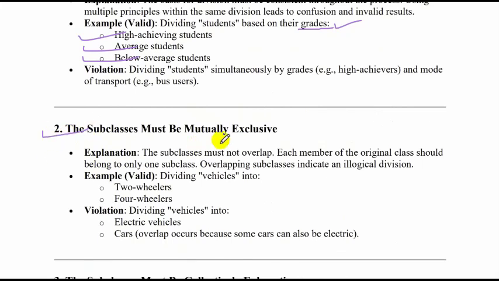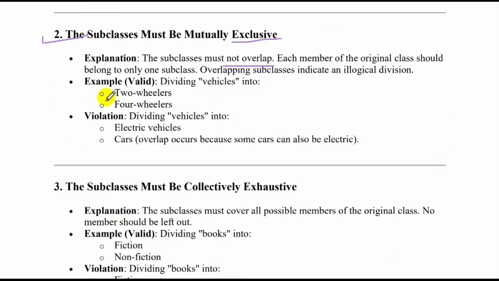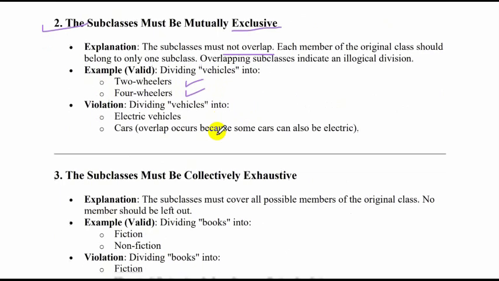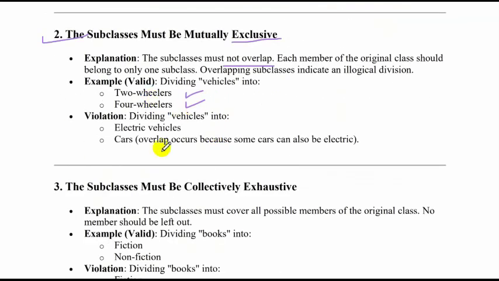The subclasses must be mutually exclusive. That is, they should not overlap. Exclusive means not included. Members of the subcategories should not be included in or overlap with other classes. Each member of the original class should belong to only one subclass. Overlapping subclasses indicate an illogical division. So vehicles into two-wheelers and four-wheelers and three-wheelers maybe, based on the number of tires.